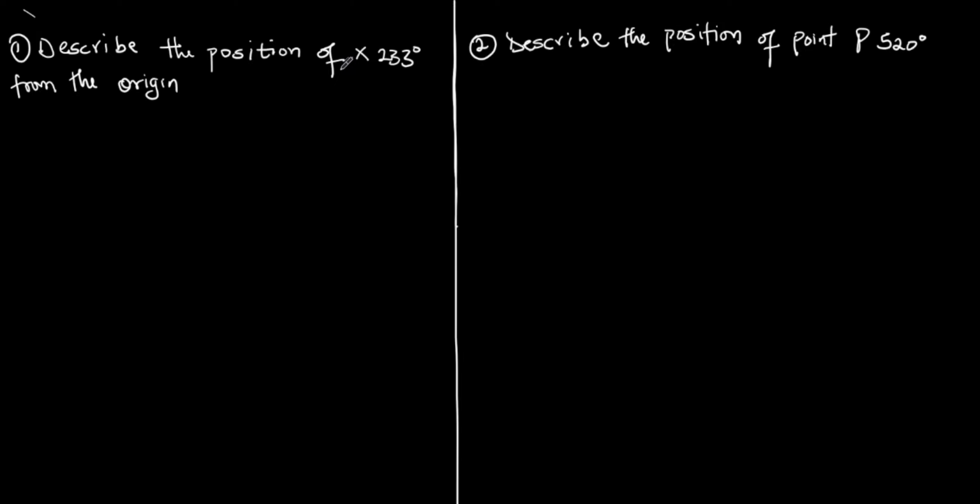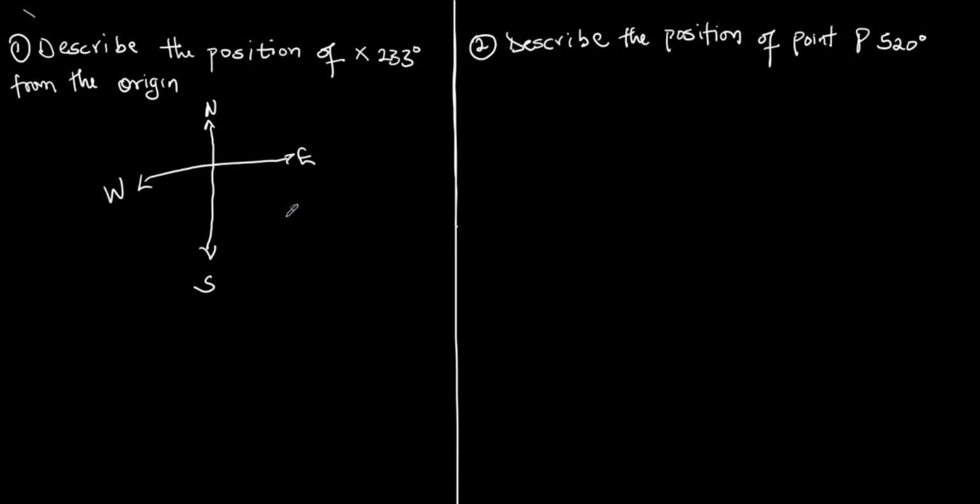These are questions on bearing. It says describe the position of X, 233 degrees from the origin. Now, the first thing you want to do is to draw your compass point, right? That's your cardinal point. This is the north, pointing towards the north. This is pointing towards the east. This is pointing towards the south, and this is pointing towards the west.